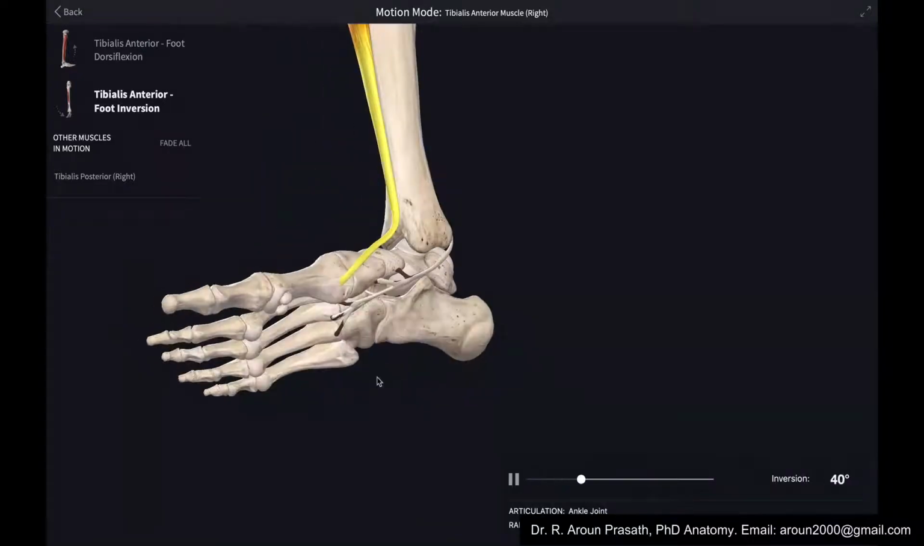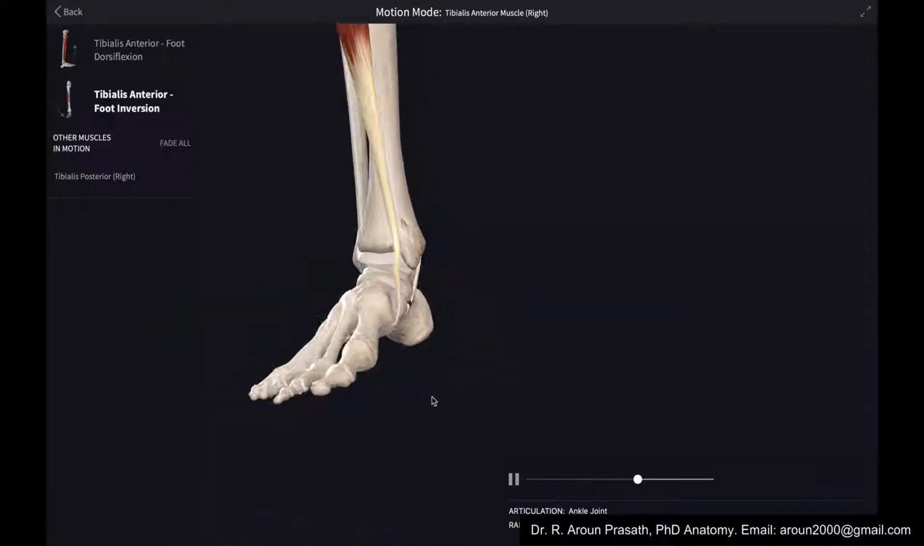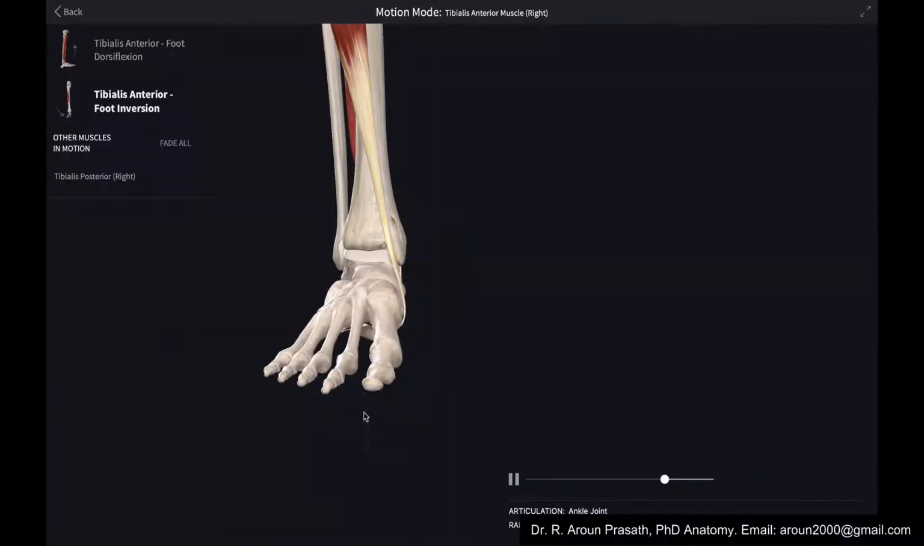Okay, so this movement is called inversion, and it is around 50 degrees range. You have to place the goniometer here in the L shape and record the joint range of motion.